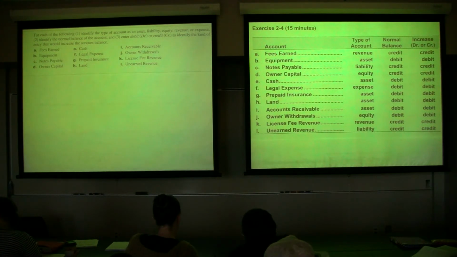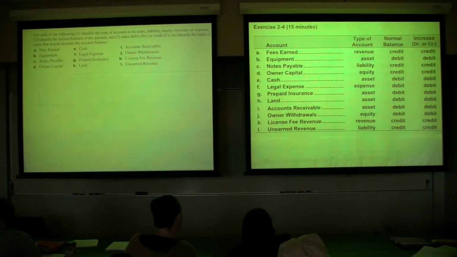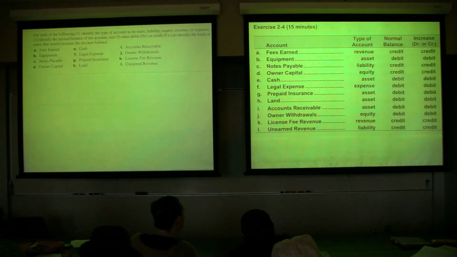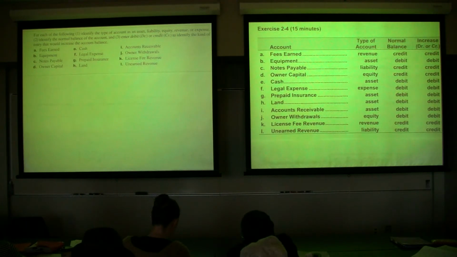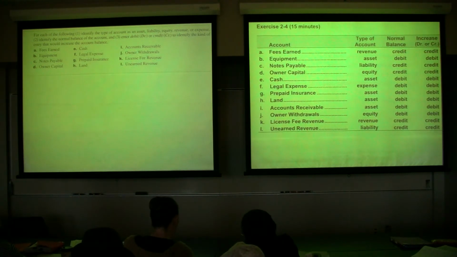Okay. Now notice the last two columns are identical, and you wanted to make the point that the normal balance is on the side of the increase. Now, by the way, sometimes it's practice, as it is here. Sometimes it is a trick question, but this is not the trick question. This is just the practice.